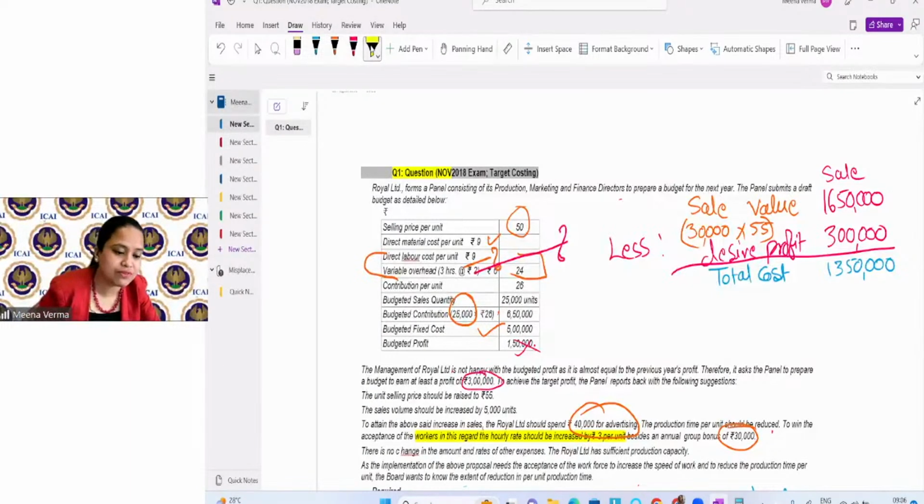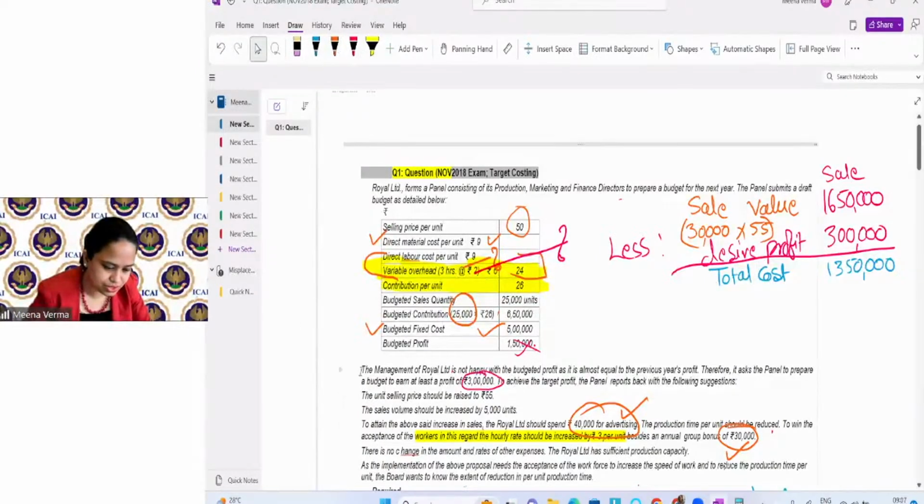So for the calculation of how much time we are saving here, we need to find out how much total cost we are incurring here for the labor and variable overhead. With the help of the total cost, it is easy for us to find out what time we are saving. So we are doing a reverse calculation here. So first we have considered the total cost. Out of this, reduce the material cost, reduce the fixed cost, reduce the advertisement cost, reduce the bonus cost, right? Okay, let's do this.